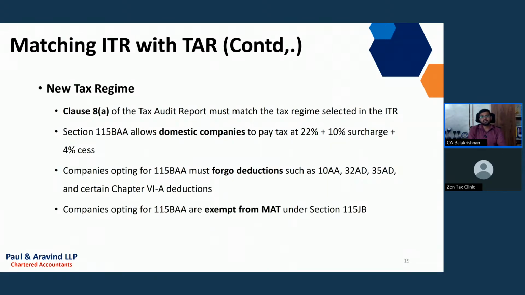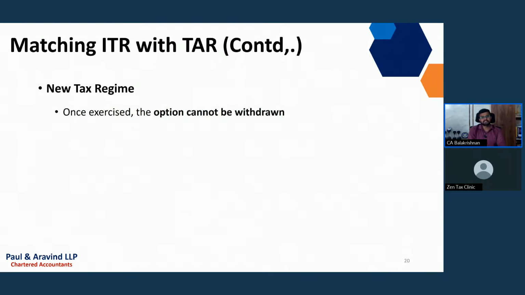And as I said earlier, if 115BAA is applicable, then MAT is not applicable under section 115JB. If MAT is not applicable, then it is beneficial to the assessee, because under MAT, the assessee is required to pay tax as per book profit. But if MAT is not available, then the assessee can go with the effective tax rate. Generally for domestic companies, the tax rate is 25% plus 4% of health and education cess, which effectively comes to 26%.